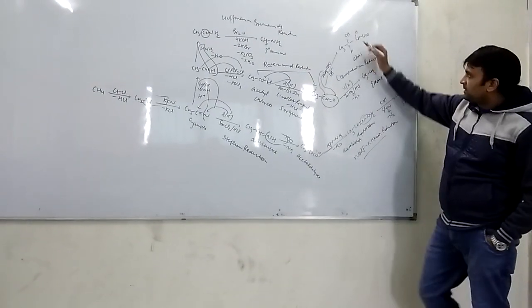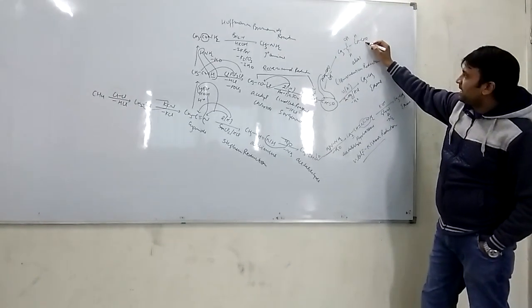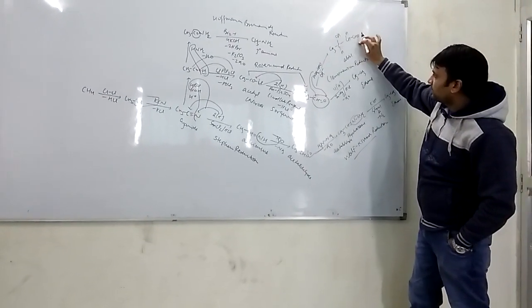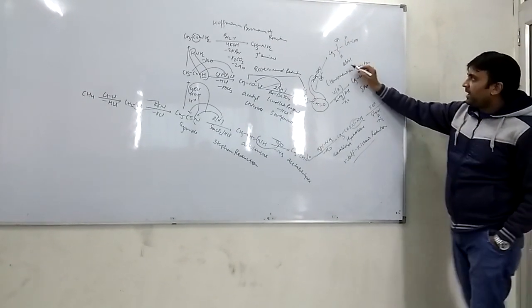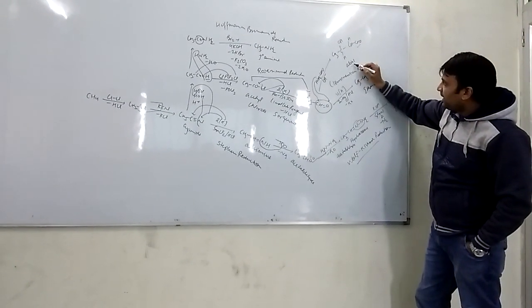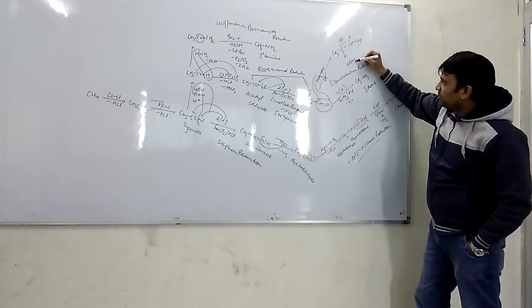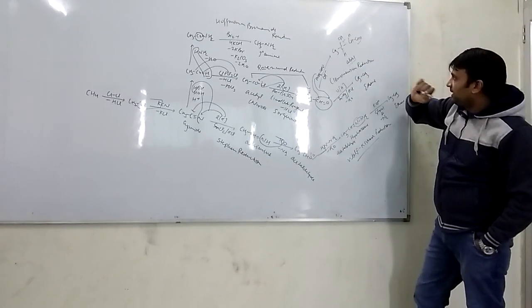Aldol means this is a hydroxyl group and this is an aldehyde group. Two functional groups are present within the same organic compound. This is called aldol. ALD for aldehyde and OL for OH.